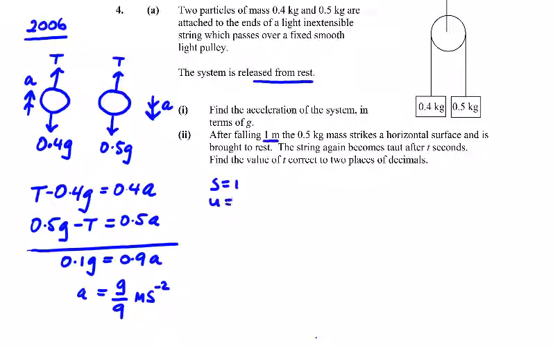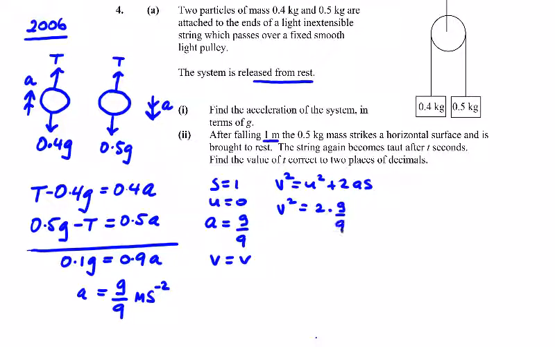So s is 1. It was released from rest. We've just worked out the acceleration of g over 9. And we can definitely get the speed that it hits the ground at. SUVAT, v squared is equal to u squared plus 2as. So v squared is equal to twice g over 9, with u being equal to 0, times 1. So v is the square root of 2g over the square root of 9, so over 3. Sorry, I've done it in one step there.